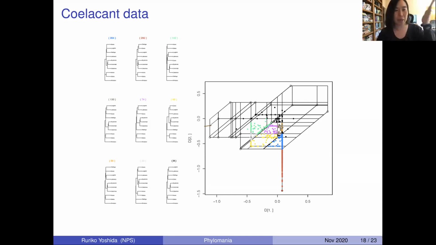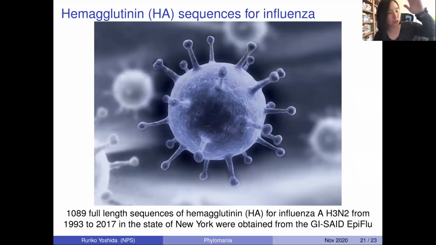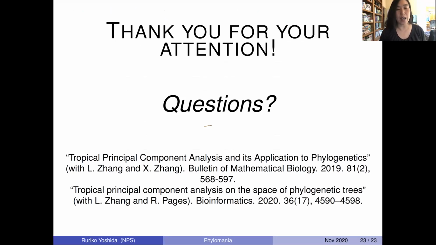And this is a PCA example, another example, and you notice the same kind of tree topologies. I actually applied it to influenza sequences and compared with BHV PCA, and we got a much higher R squared. In this case, it's not R squared, but R, but we have a better, higher score. Anyway, this is published in Bioinformatics. If you have a question, let me know. Thank you so much for your attention.